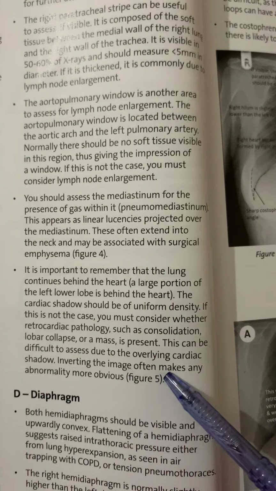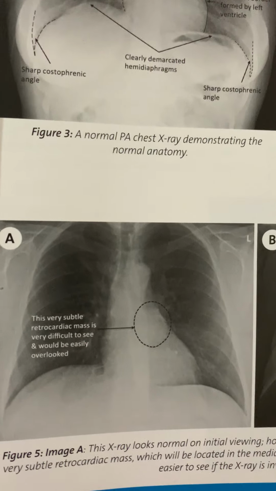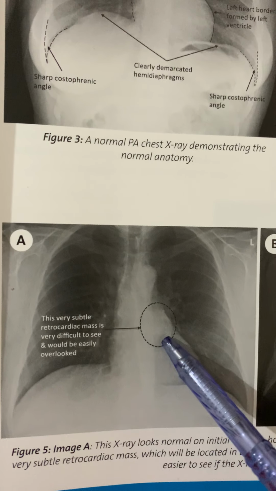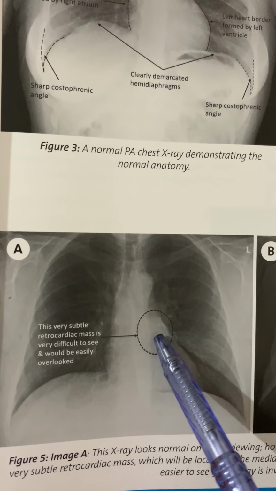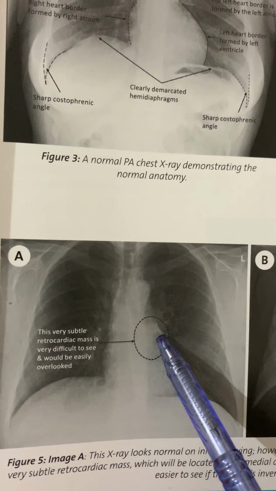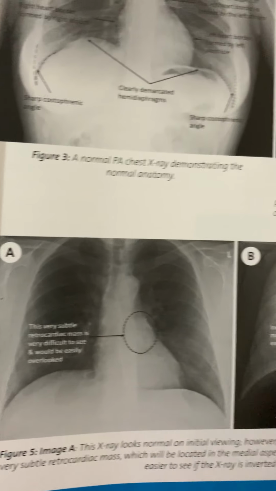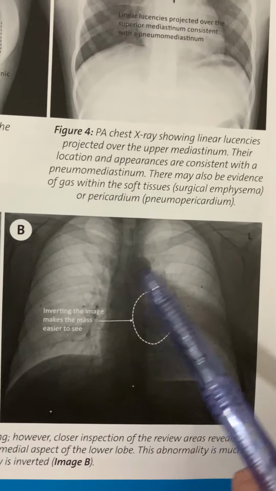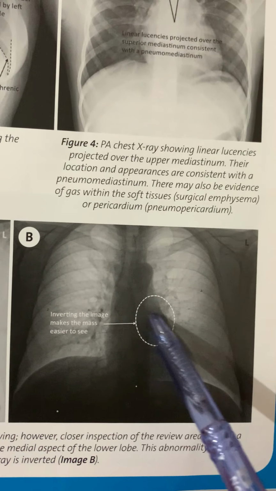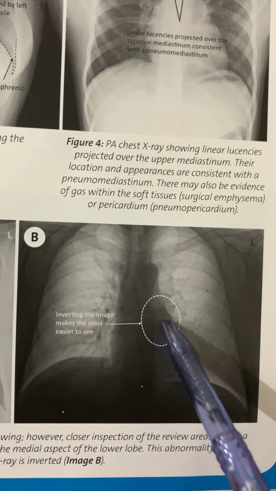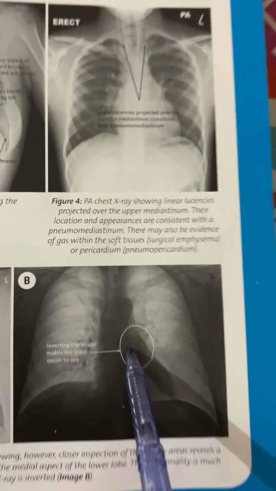Inverting the image often makes any abnormality more obvious. For example, there is a very subtle retrocardiac mass which is very difficult to see and would be easily overlooked. If we invert the image, then we can easily see the mass behind the heart.